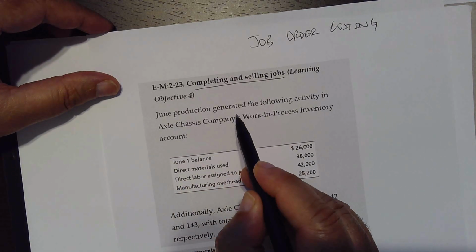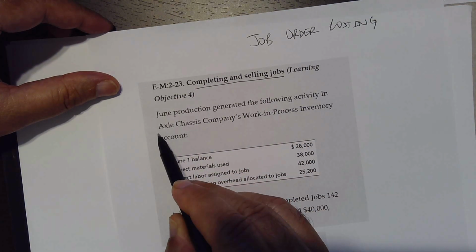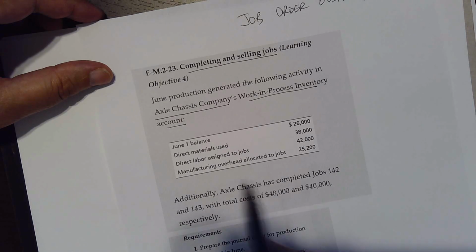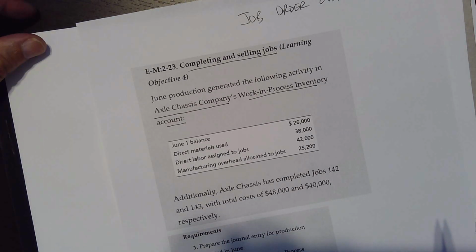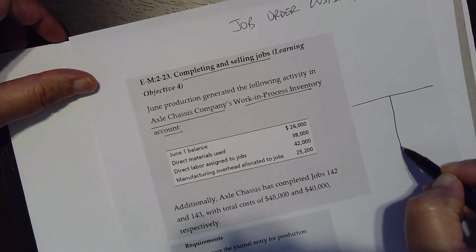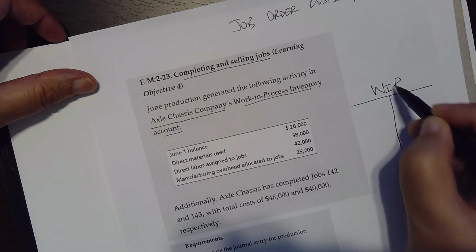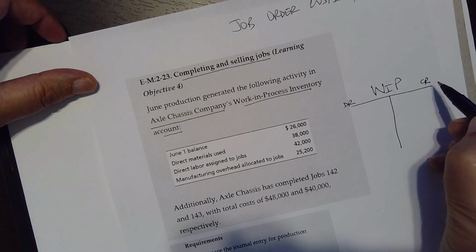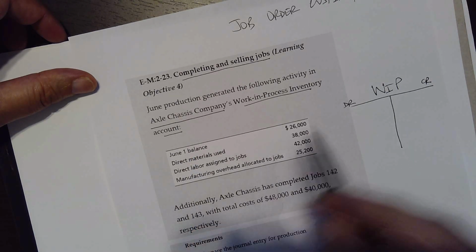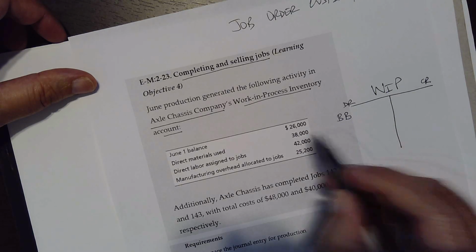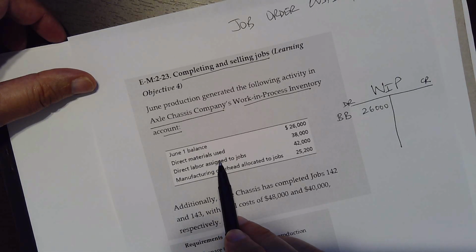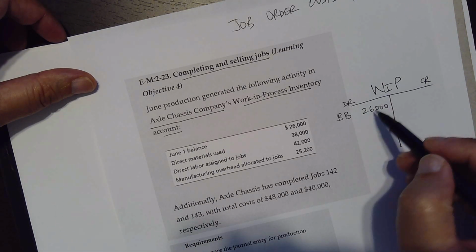June Productions generated the following activity in Excel Chase Company's work in process inventory as follows. So they have provided us the information about the work in process. If I just make a T account about our work in process inventory, I can see that they have provided us June 1st, which is the beginning balance for this month. So our beginning balance is $26,000, and this is the beginning balance of the work in process inventory.